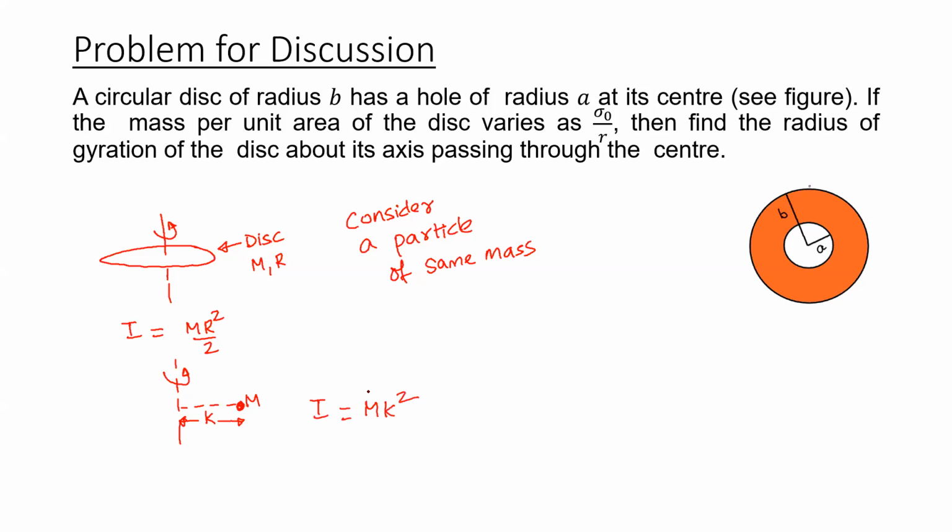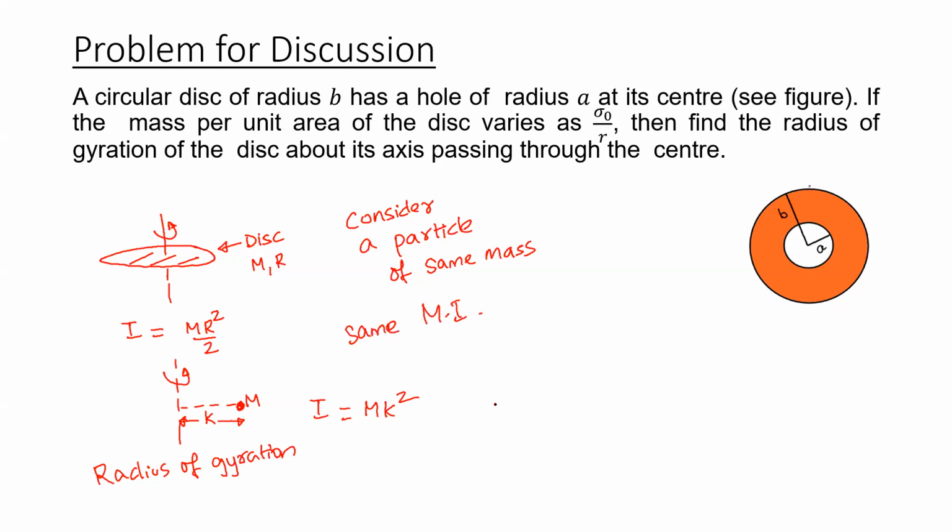Now, when they take this k as the radius of gyration, the idea is instead of rotating the disk, if I rotate a particle having the same mass, at what distance should I keep it from the axis so that I get the same moment of inertia? So the idea is to get the same moment of inertia.